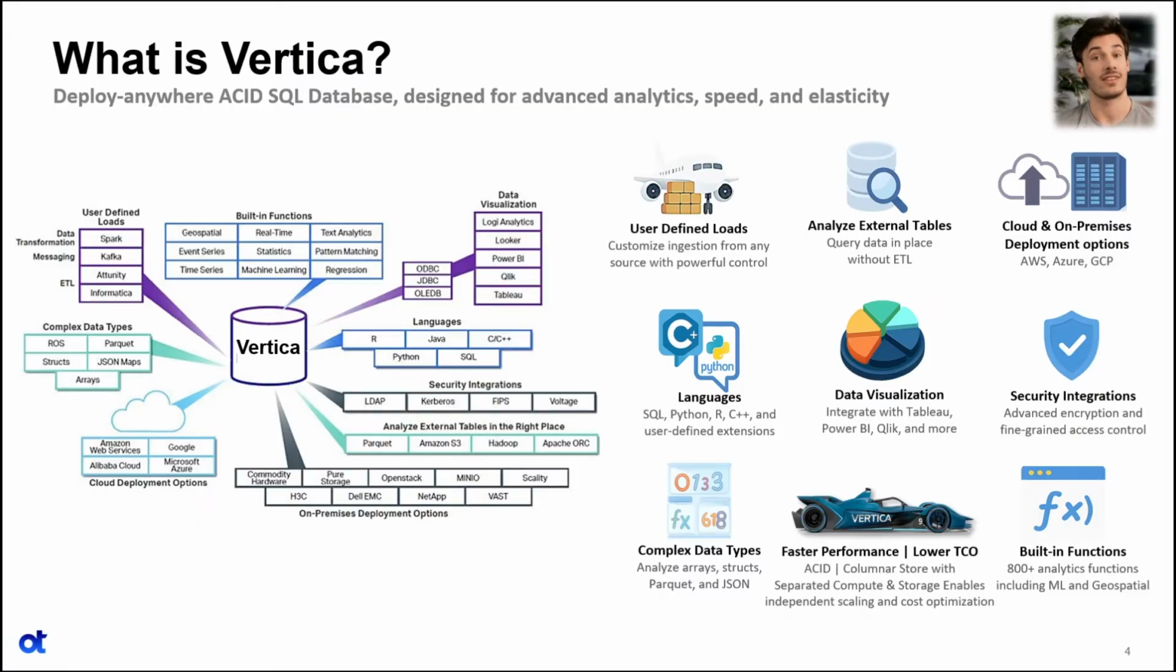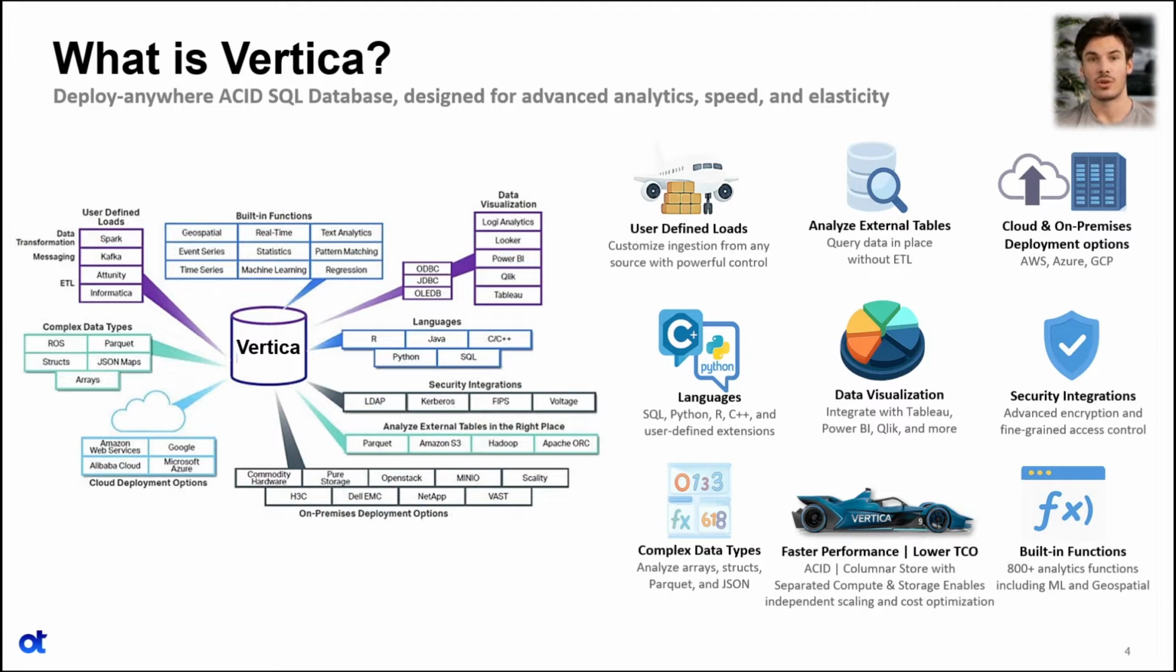What is Vertica? Vertica is a high-performance, ACID-compliant analytics platform built for scalable and efficient big data processing. It supports over 800 advanced analytics functions, including machine learning and geospatial, and integrates seamlessly with tools like Tableau, Power BI, Qlik, and other BI tools.